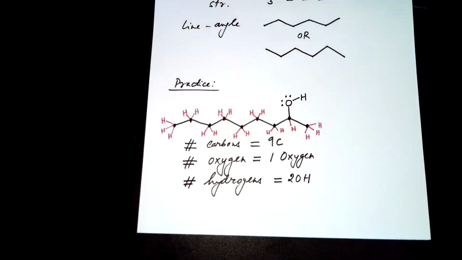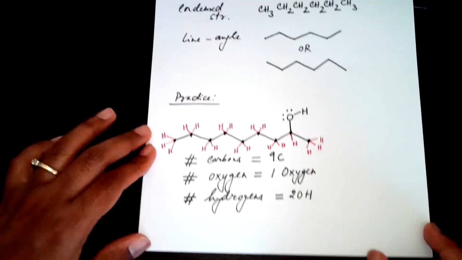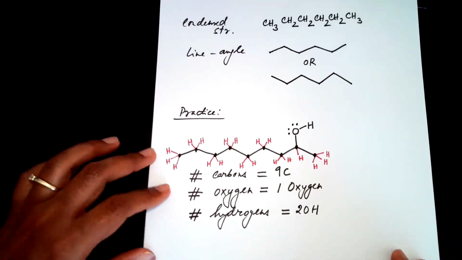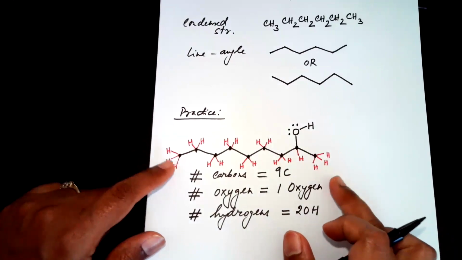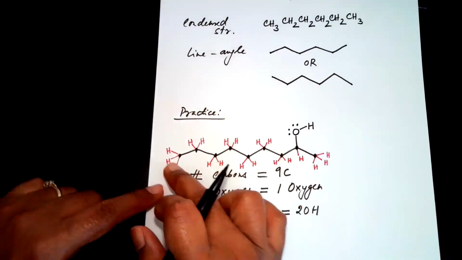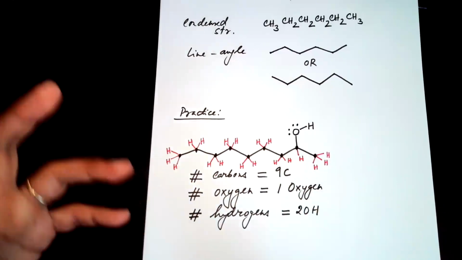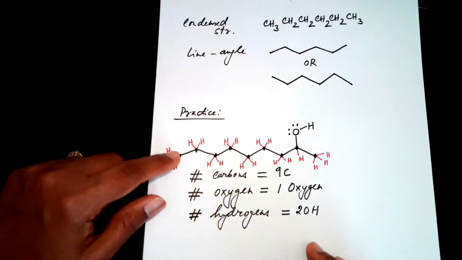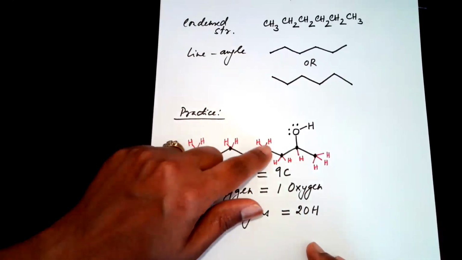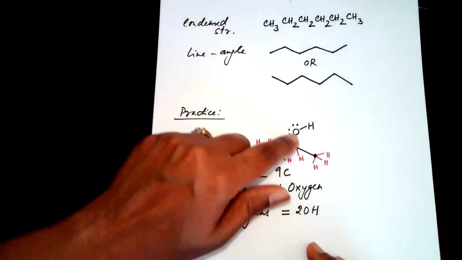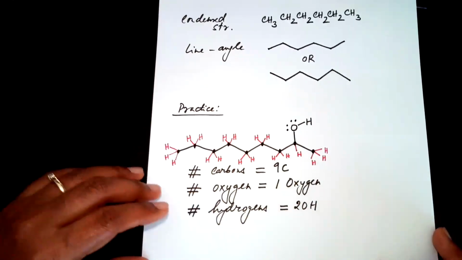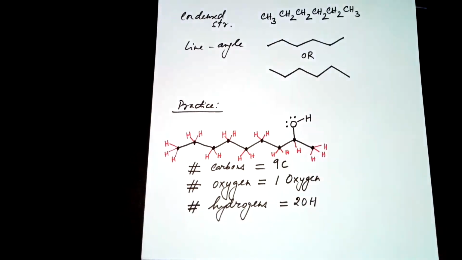So those are some of the examples that I did with you. I would highly encourage you to find problems like these ones and try to solve them yourself. Try to go from a drawing like this to a drawing that is a condensed structure. So this would be CH3, CH2, CH2, CH2, another 3 CH2s, CHOH, and then CH3. So find molecules and then draw those out.